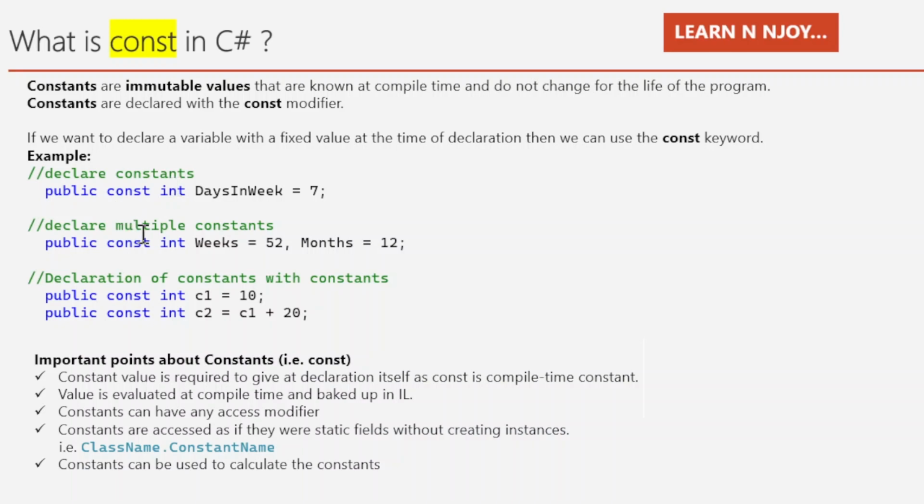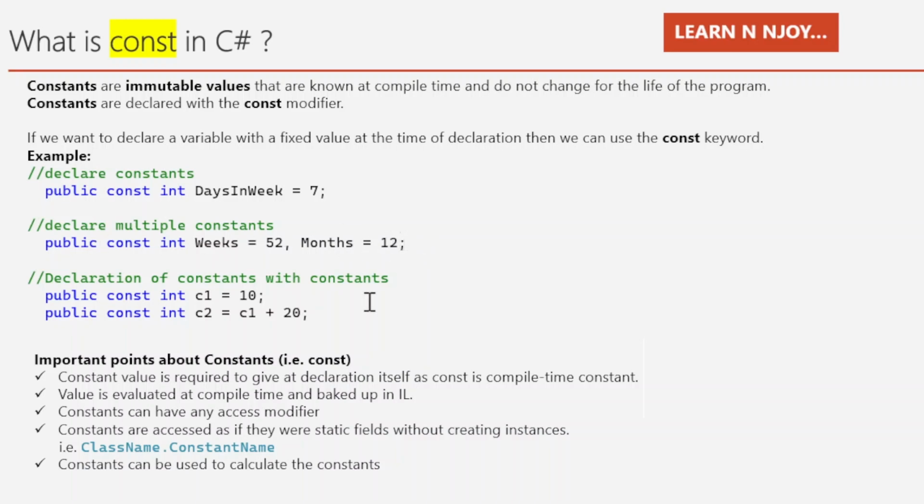We can also declare multiple constants. If you see this example shown over here, I have declared two constants, weeks and months, and I set the value as 52 and 12 respectively. That's how we declare multiple constants. So public const int weeks is equal to 52, comma, months is equal to 12 and semicolon. So that's the way we are going to declare multiple constants.